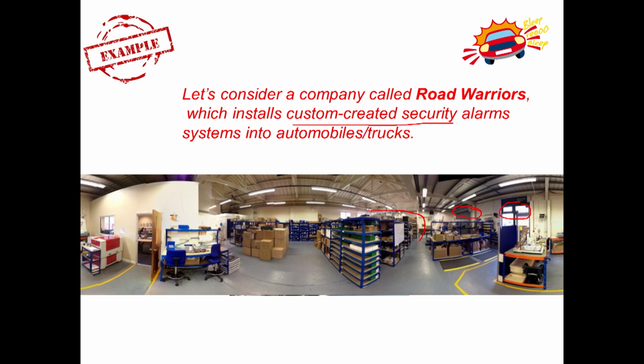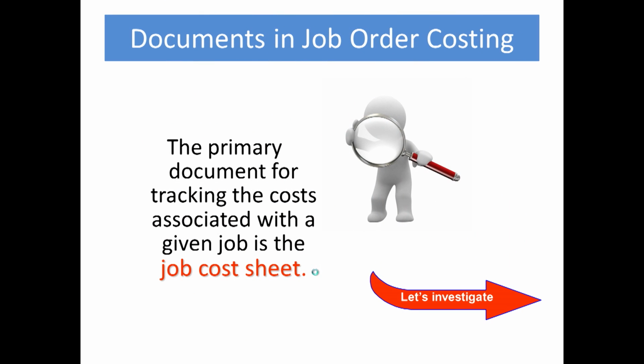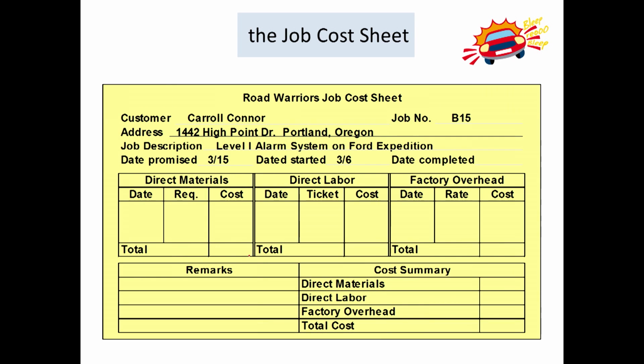Then you have these shelves here that have a lot of raw materials that they keep that they need for jobs. And then you've got some workstations, don't you? Okay? Make sense? So you kind of get a feel for this company. Okay? Now the primary document that we track the costs associated with a given job is what is called a job cost sheet. Let's look at one of these.